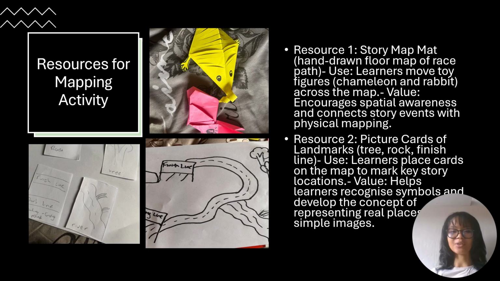My second resource is the picture cards of the landmarks, like the trees, the rocks, the river, finish and starting line. And learners will place the cards on the map to mark key locations. The value, it helps learners recognize symbols and develop the concept of representing a real place in simple images.